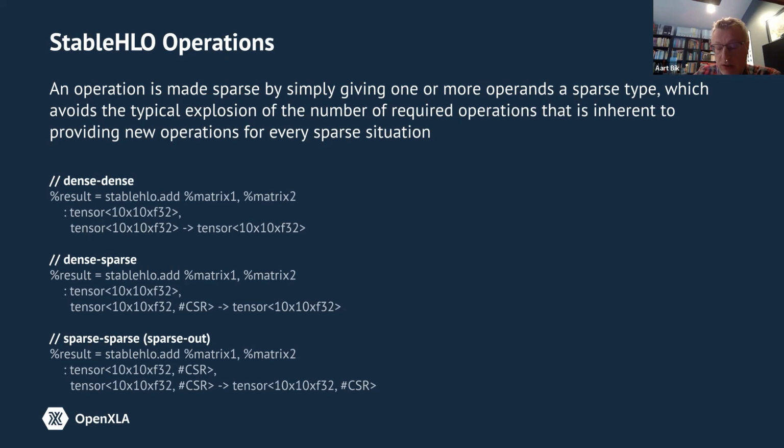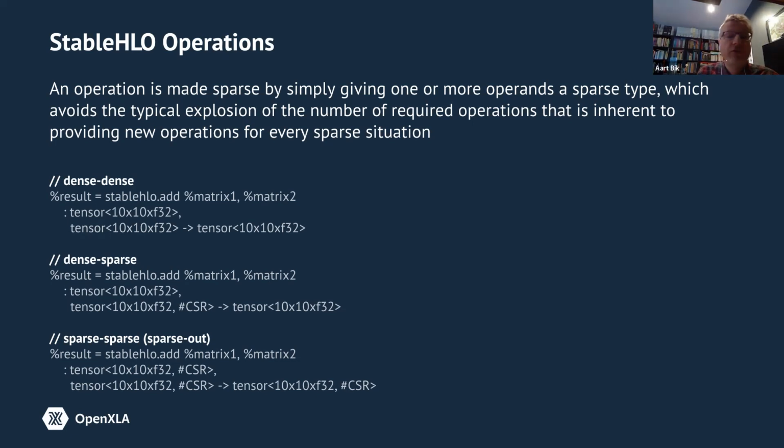Suppose you wanted to incorporate sparsity in the operation, then you would have a StableHLO add for the dense case, and you would have an add with left-hand side sparse, right-hand side dense for one case. The result may be sparse, both operands may be sparse. So you will have a lot of add operations for different sparsity patterns, and then also for different storage schemes.